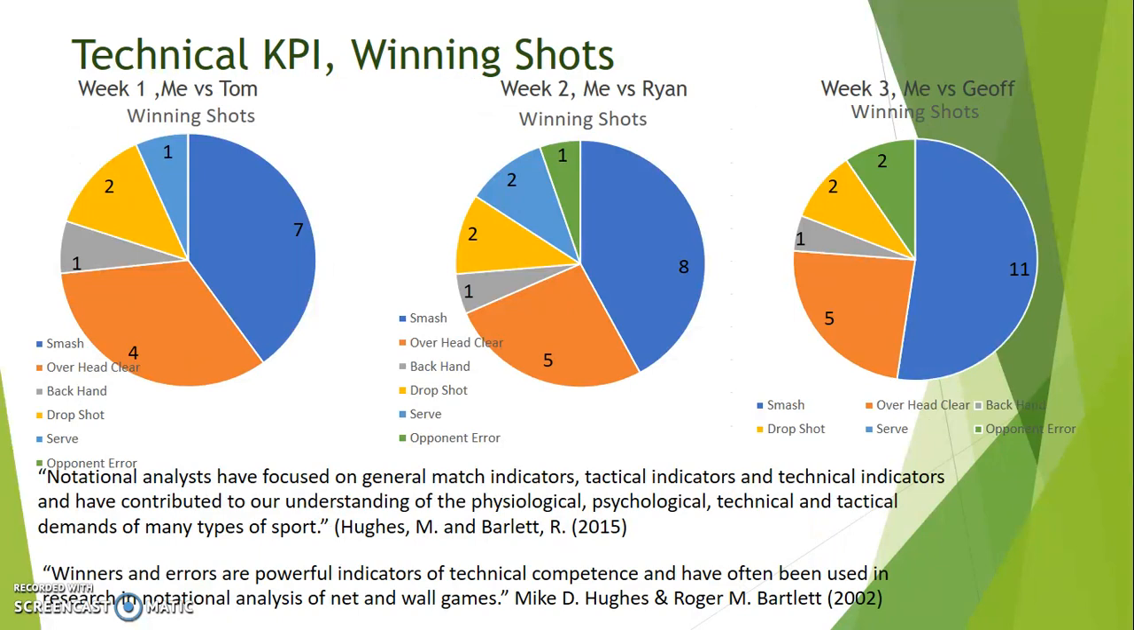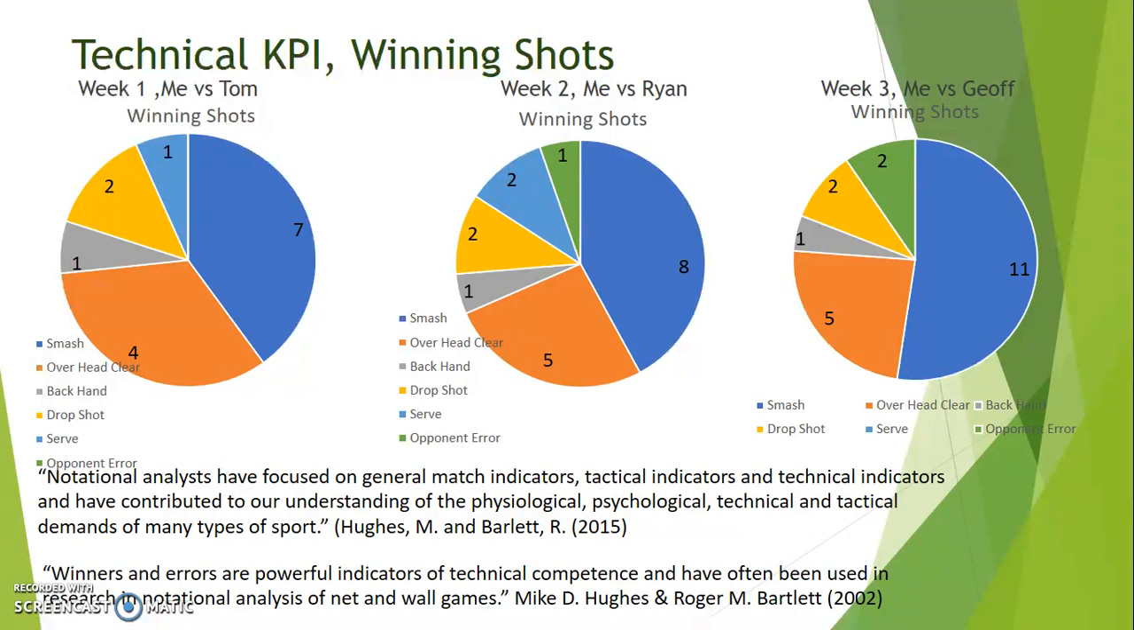The next KPI I chose to analyse was again a technical one, which was winning shots. I selected winning shots as a KPI, as identifying how I win most of my points is a key and vital aspect of winning games and overall improving my performance. Once again, whilst reading about sports analysis, I found that Hughes and Bartlett say winners and errors are powerful indicators of technical competence and have often been used in research in notation analysis of net and ball games. So therefore, I chose winning shots as one of my KPIs.